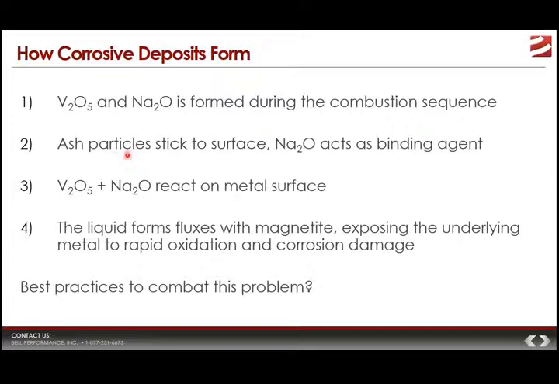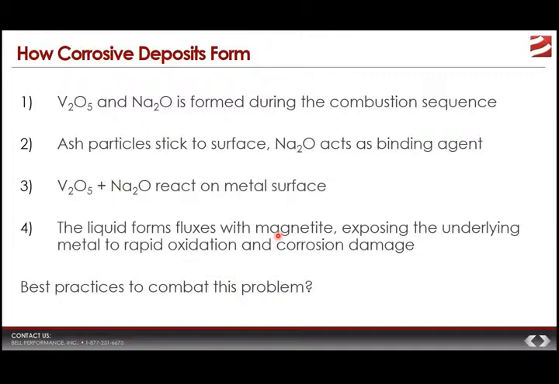Then they combine with ash particles and act as a binding agent, and they make the ash particles stick to the metal surfaces. Once that happens, they undergo some corrosive reactions. The V2O5 and the sodium oxides react on the metal surfaces, and then they start to flux with iron oxide called magnetite, and this is where the corrosion happens. The liquid here fluxes with this, and it exposes the underlying metal to very rapid oxidation with the oxygen in the air and corrosive damage.